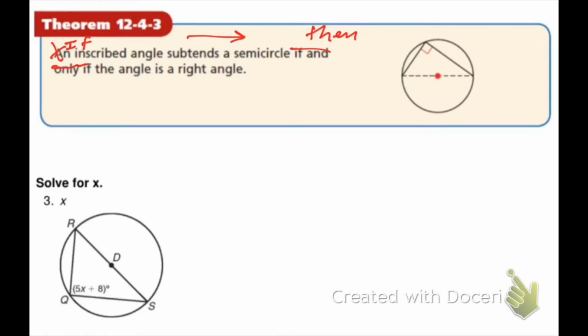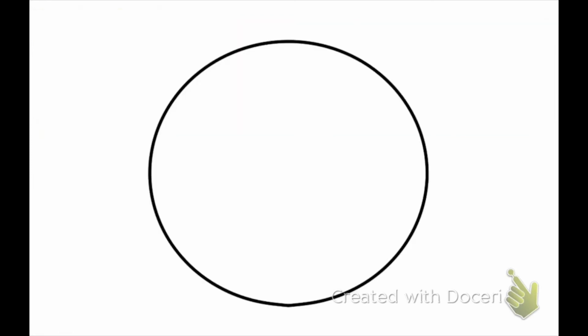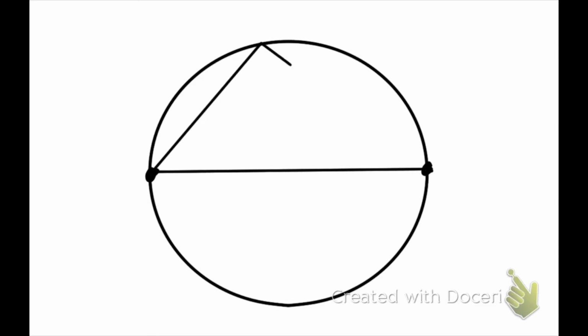So if you take a circle, and here is the semicircle. If you take an angle, an inscribed angle, and if it reaches up and it ends on the semicircle, my conclusion is that the inscribed angle is a right angle, or 90 degrees.